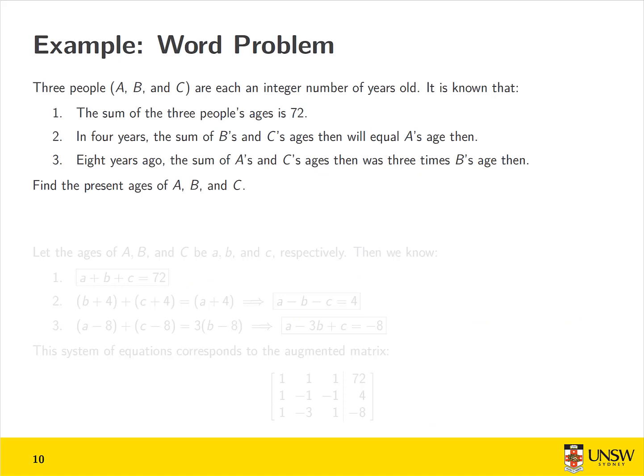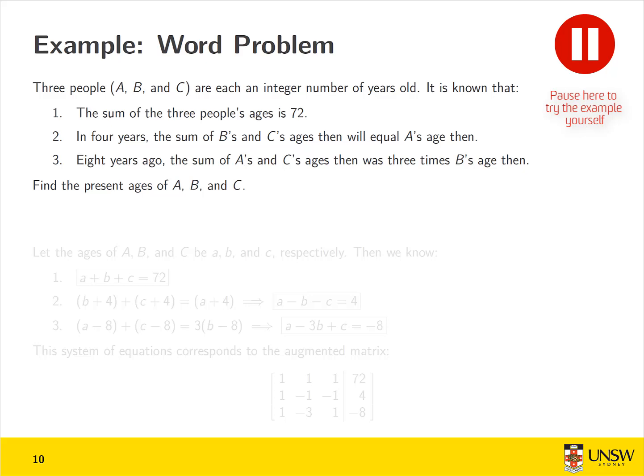Let's finish off this section by looking at an example of a word problem. In this sort of question, a set of information must first be converted into a system of linear equations before we can solve the system. For example, in this problem, there are 3 people labeled A, B, and C, and each of them is an integer number of years old.